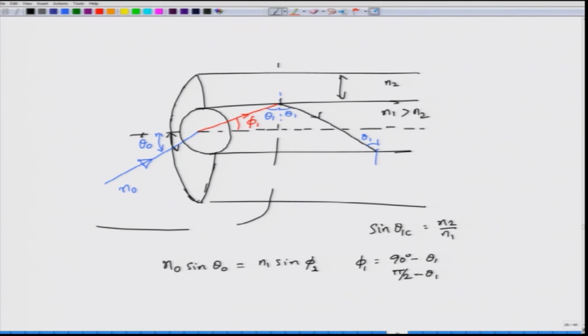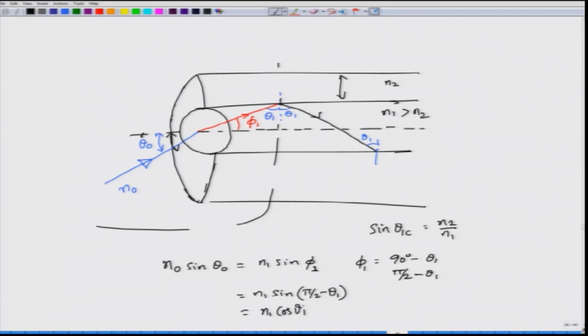Now, I can substitute for phi 1 into this expression and rewrite sin phi 1 as sine of pi by 2 minus theta 1, and then using the sin A minus B formula, which is sin A cos B minus cos A sin B, this is essentially cos of theta 1. So, this becomes N1 cos theta 1.